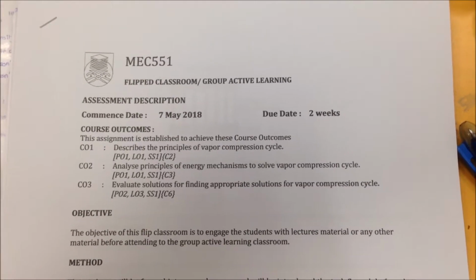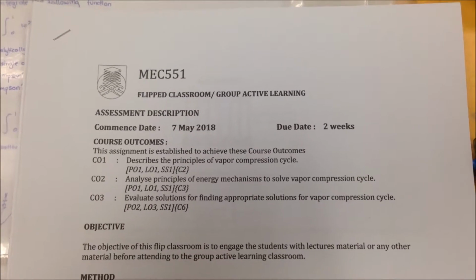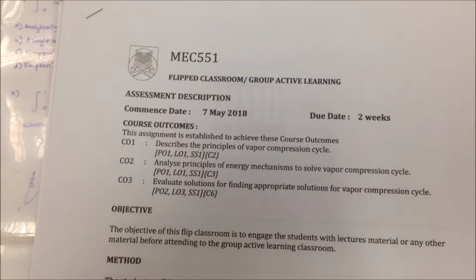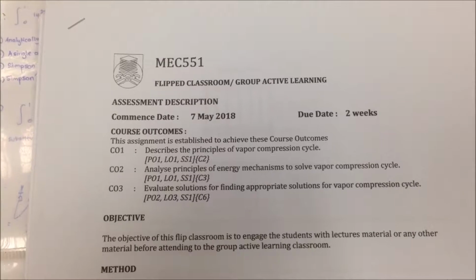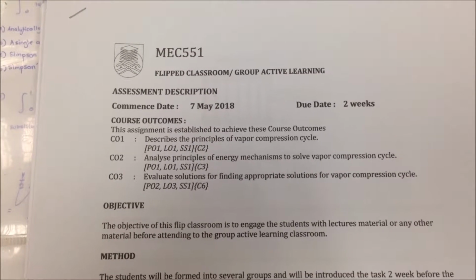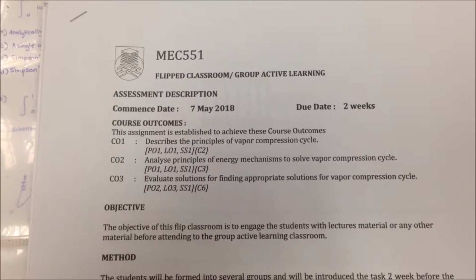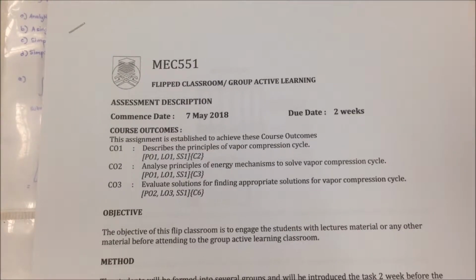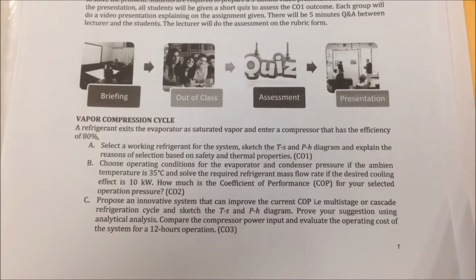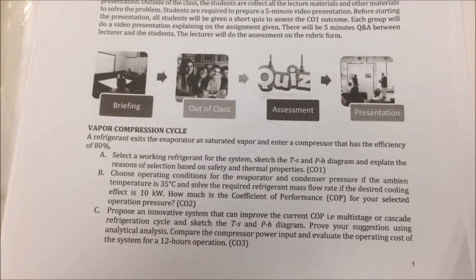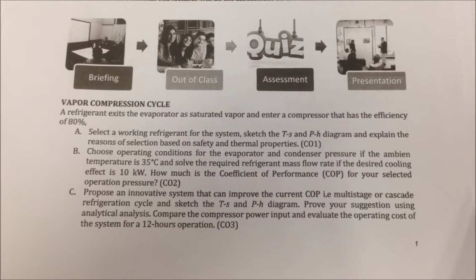So today we are assigned to do an assignment called Flip Classroom 2 or Assignment 2, basically on the topic refrigerant. First of all, we need to describe the principle of vapor compression cycle from the course outcome. Second, we have to analyze principle of energy mechanism, and third is to evaluate solutions. As the CO2 says, analyze principles of energy mechanism to solve vapor compression cycle. So we have been given a question to be settled.